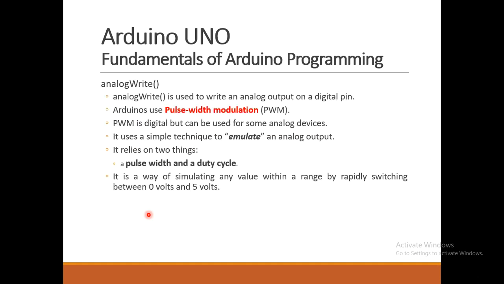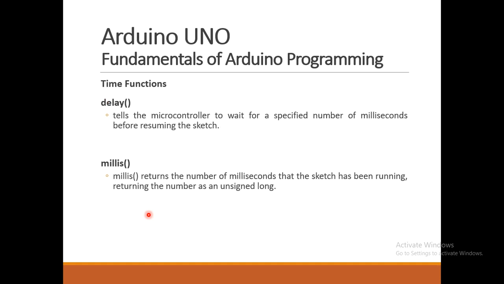Analog write is mainly used to write an analog output on a digital pin. If you want to write some analog output on the digital pin, you have to use analogWrite. Arduino uses pulse width modulation, which is mainly used to emulate the analog output. It relies on two things, pulse width and duty cycle. Pulse width and duty cycle are two important factors that convert analog to digital and digital to analog values.